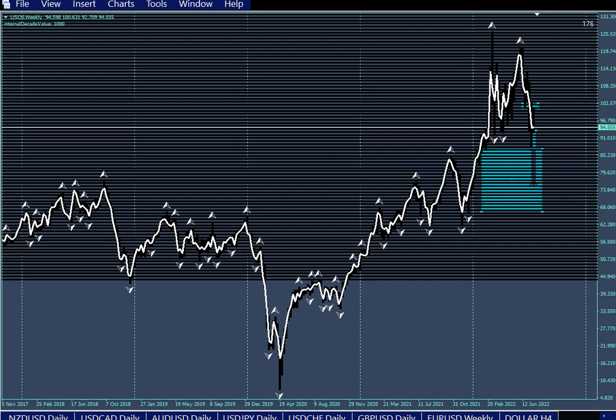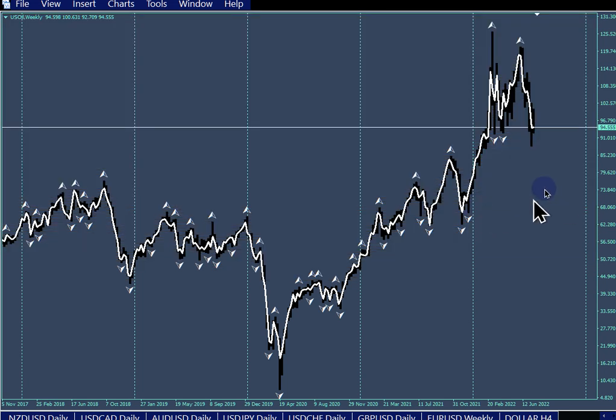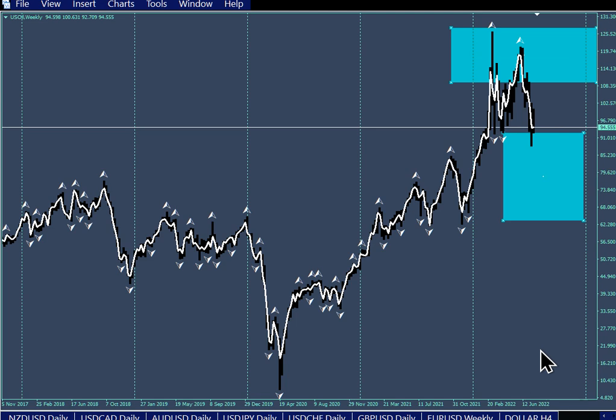The weekly is like great buy city. Buy city on the weeklies down in this big vestibule. And selling, I'd say, anything above here. Let's go to silver.